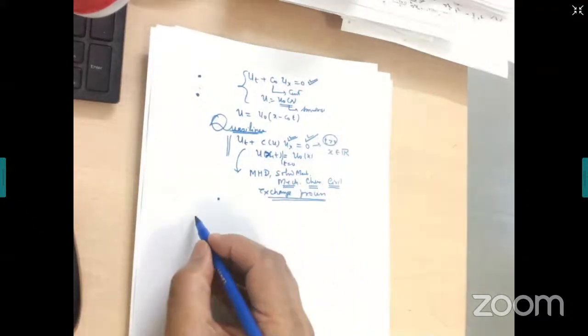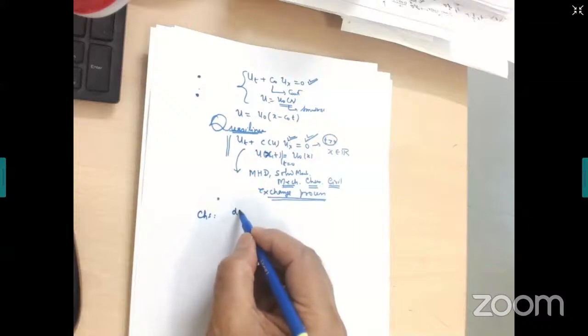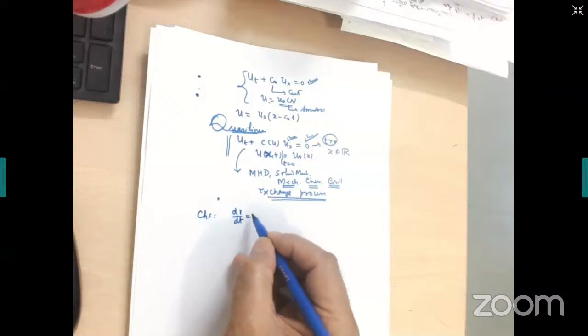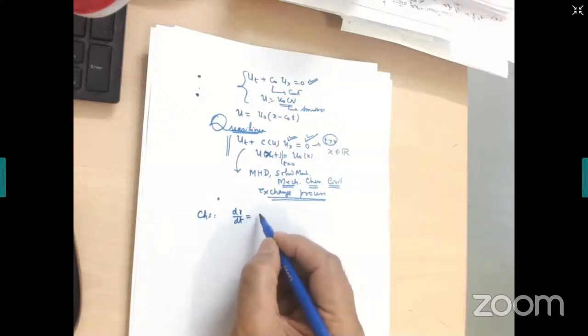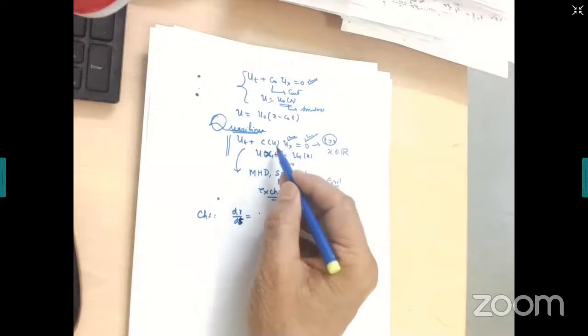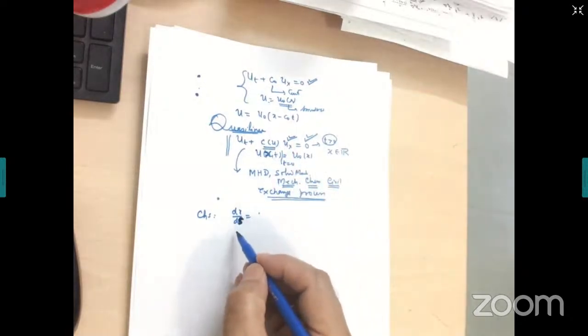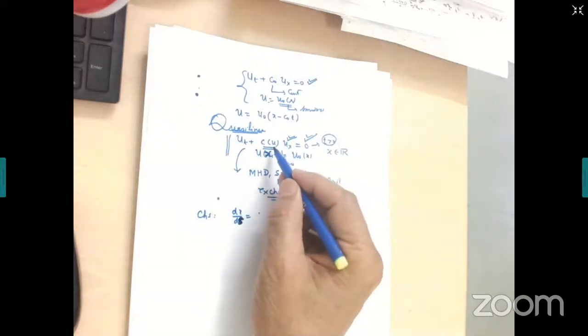What do we say? You write the characteristics. The characteristics are dx dt is equal to, tell me quickly, dx dt is your 1? Let me write dx ds. It should be c. Dx ds is c of u. Am I right? Yes, I am writing the correct one: c of u.